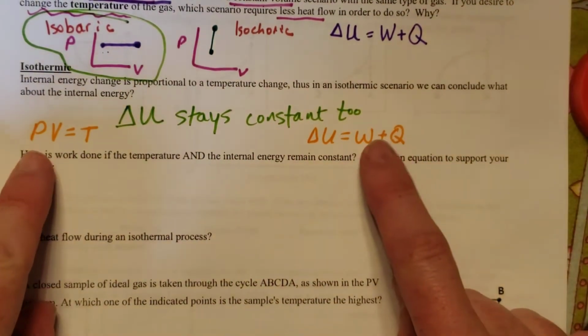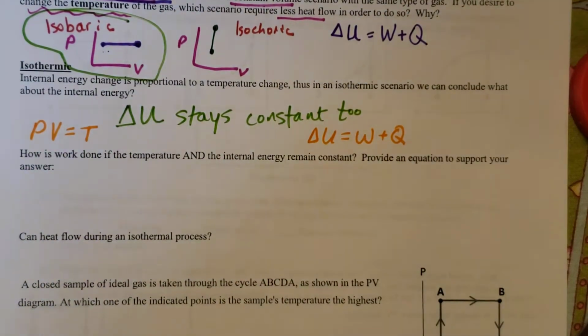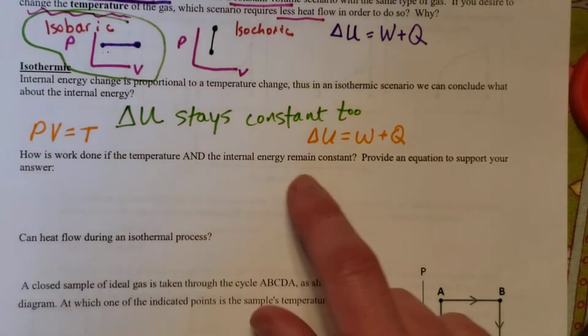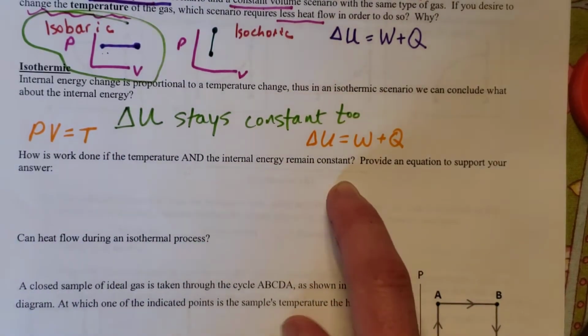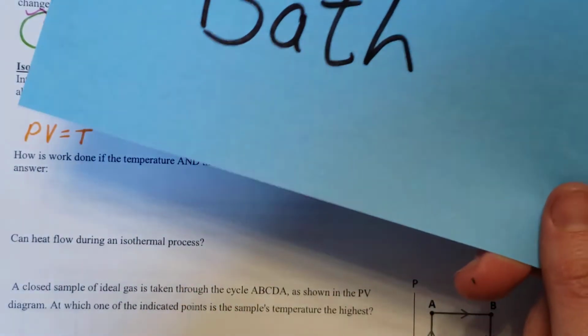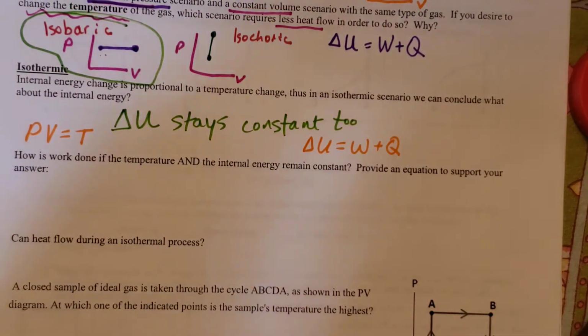These variables will change so that these can remain constant. All right, how is work done if the temperature and the internal energy remain constant? Okay, this is a big deal, and this is going to be another scenario where you're going to need to have probably a red and a blue pen for your Bunsen burner and your ice bath examples, okay? So get your red and your blue pen ready for those examples.